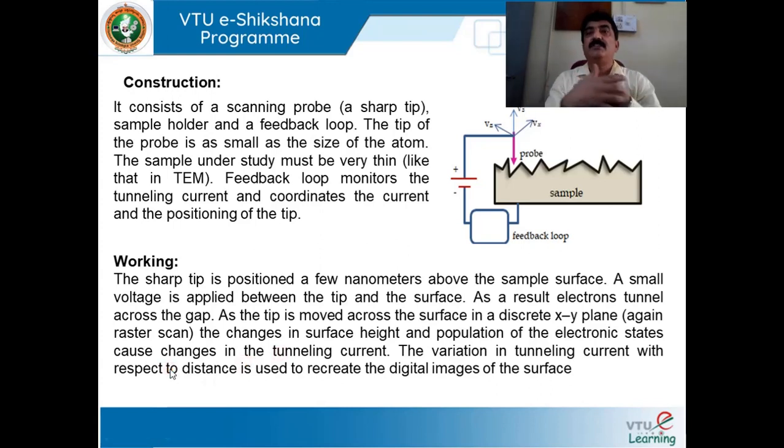Changes in the surface mean changes in the electron accumulation, which means a change in the density of atoms, so the current will change. By knowing the change in the current, you can easily make out the surface nature and concentration of the material. That way, surface details are obtained using this instrument. So, in this instrument, please remember, dear students, it works on the principle of tunneling effect, in addition to the scanning effect. Okay. So, this is the main part of this particular instrument, that is STEM.